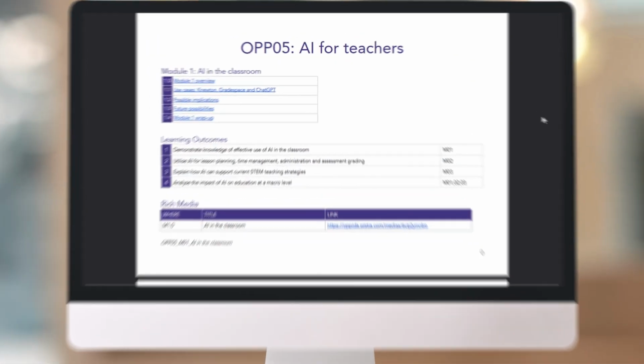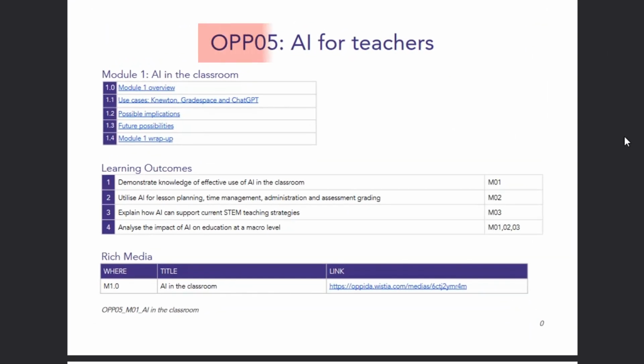Storyboard setup. A storyboard is usually done at a module level. So we keep the course name in the header and use the footer to display the document name, using strict naming conventions. This sample is for a course called AI for Teachers, and we are looking at Module 1 called AI in the Classroom. This is also the 5th course in OPEDA's suite, so it is coded OPP05.